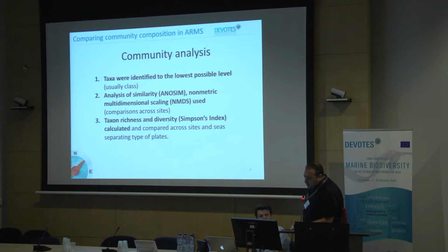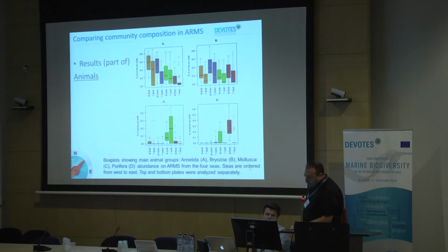So the community analyses were based on taxa, identified to the lowest possible level, usually class. The analysis of similarity and non-metric multidimensional scaling were used, and taxon richness and diversity with the Simpson index were calculated.